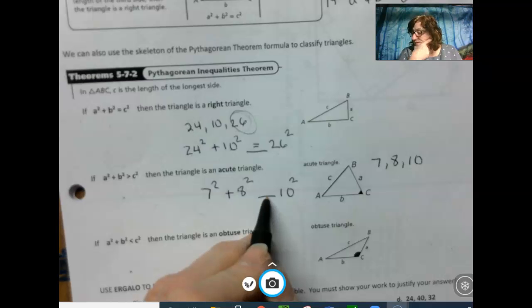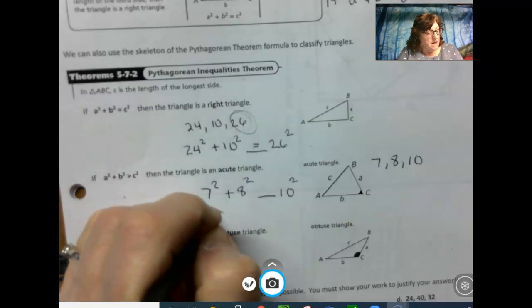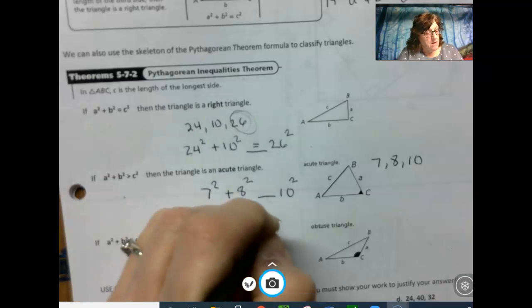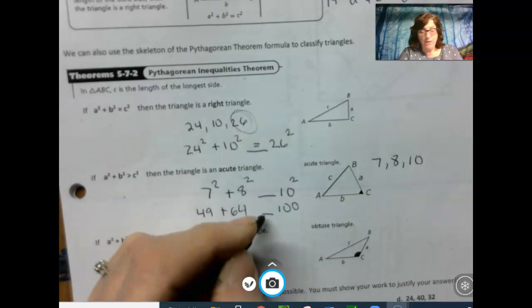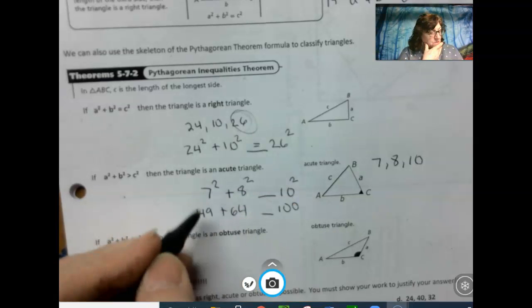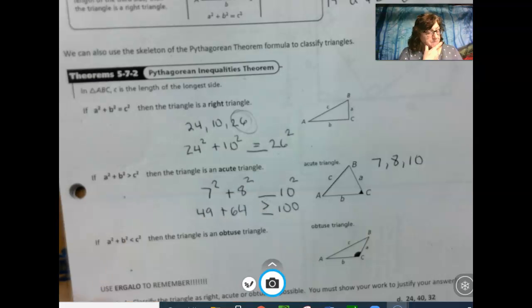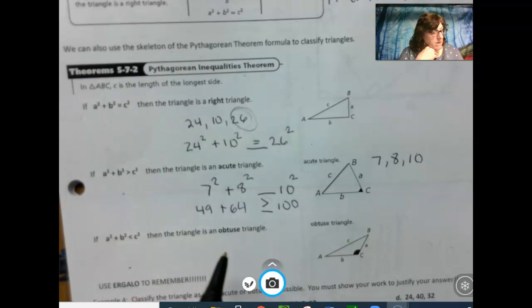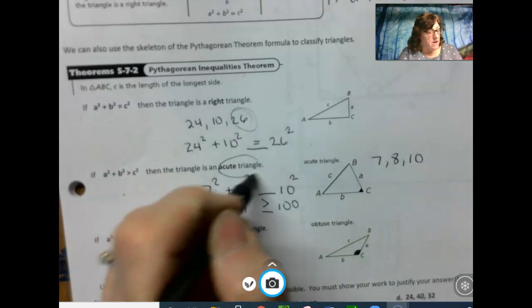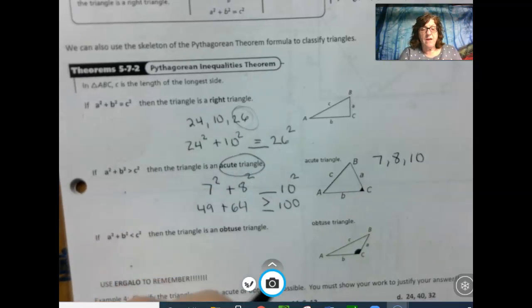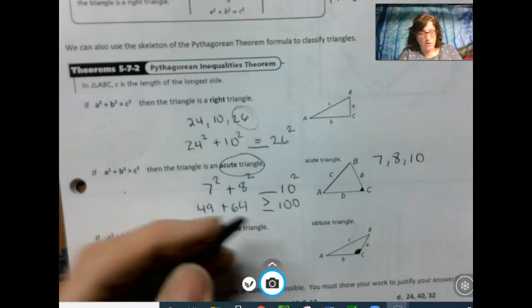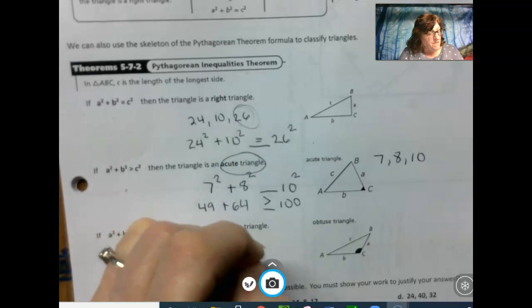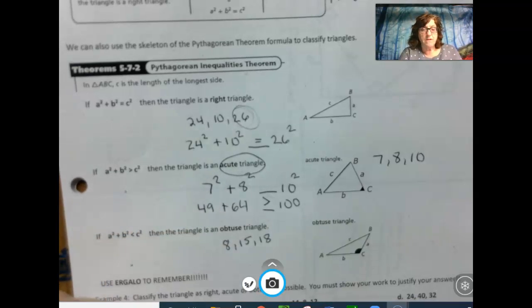So I'm going to get 49 plus 64, blank 100. And how are you going to fill that in? And the answer is going to be what? Greater than. So if it's greater than, then it's what kind of triangle? It's an acute triangle.